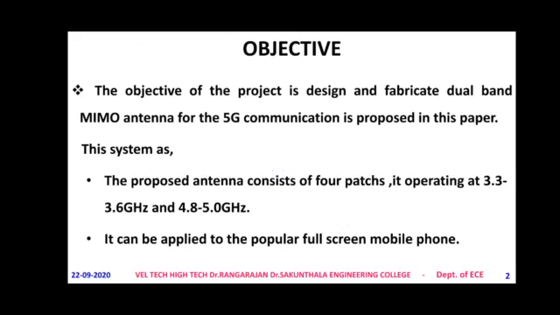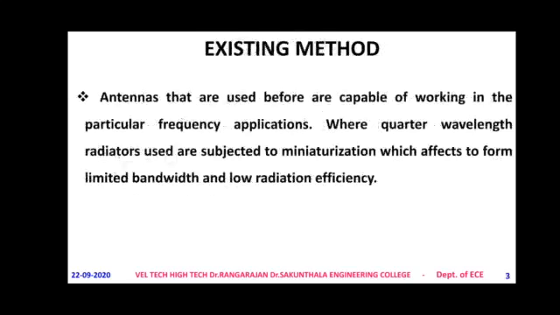The objective of the project is to design and fabricate a dual band MIMO antenna for 5G communication. MIMO is multiple input and multiple output. The proposed antenna consists of four patches. It operates at 3.3 GHz to 3.6 GHz and 4.8 GHz to 5 GHz. It can be applied for new 5G smartphones.